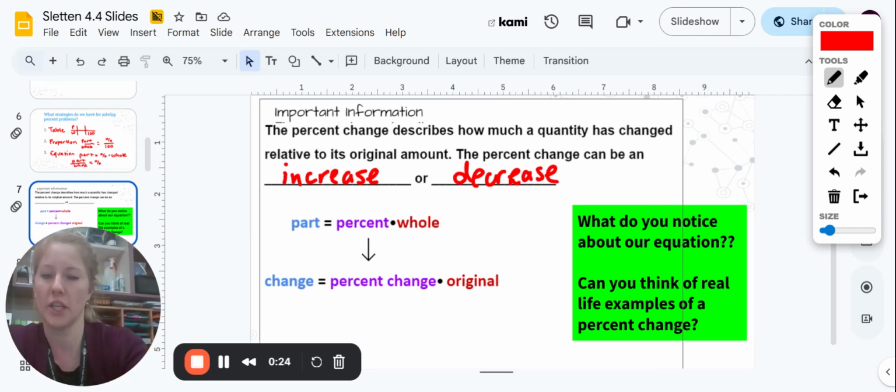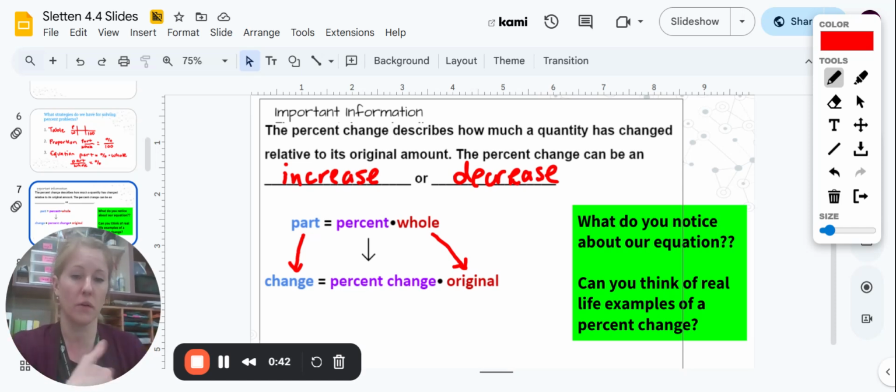If you use the equation, your part is going to be replaced by how much the thing changed by. Your percent will still be percent. Your whole is going to be whatever the starting amount was before there was change.